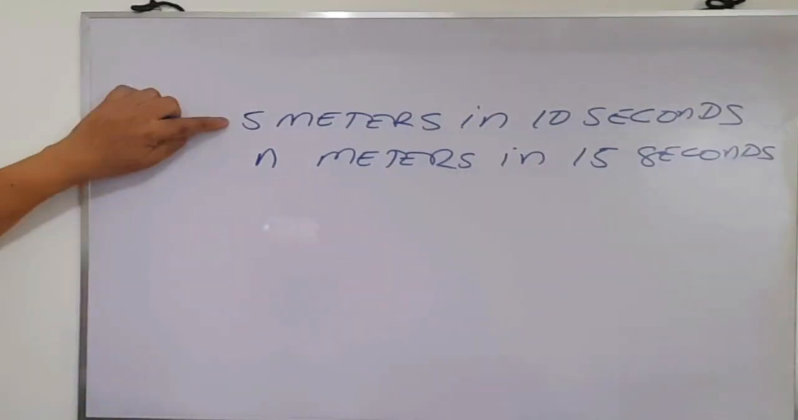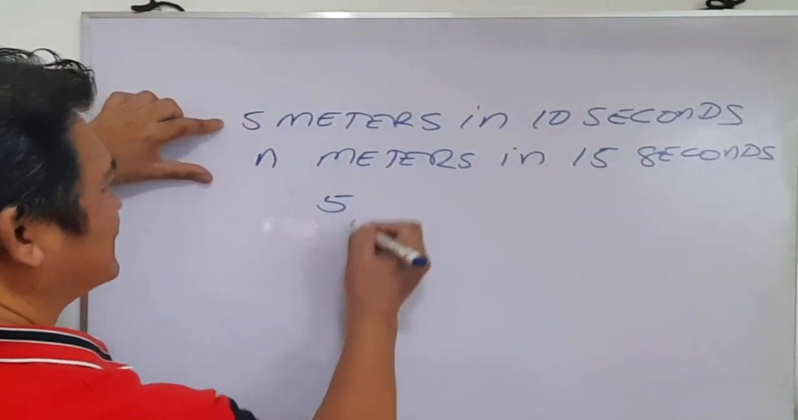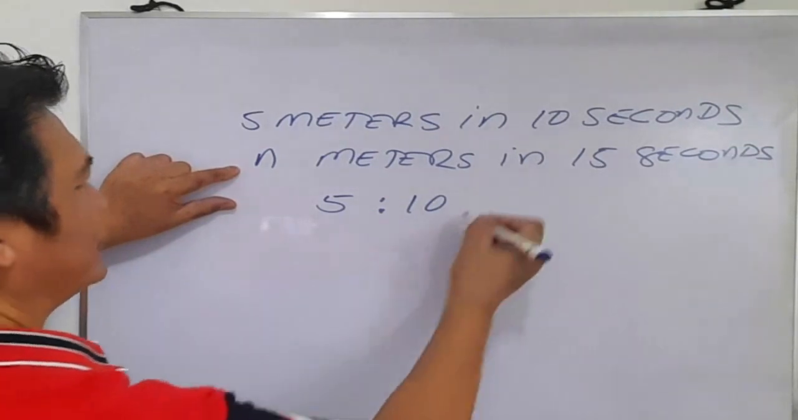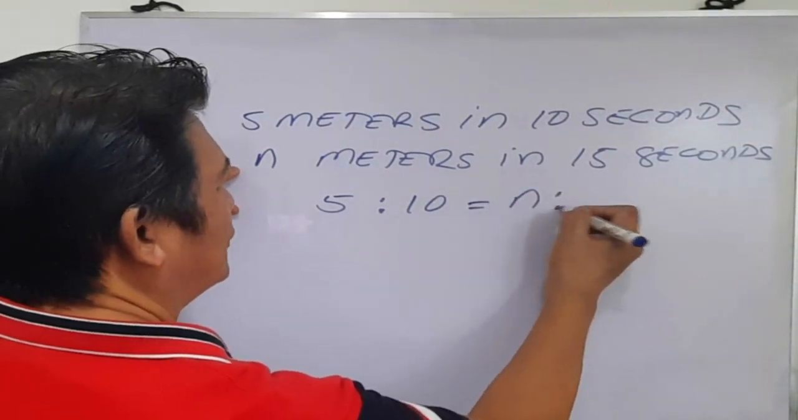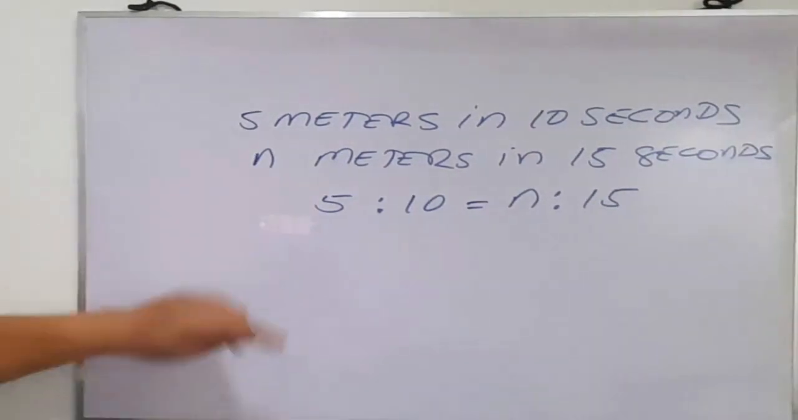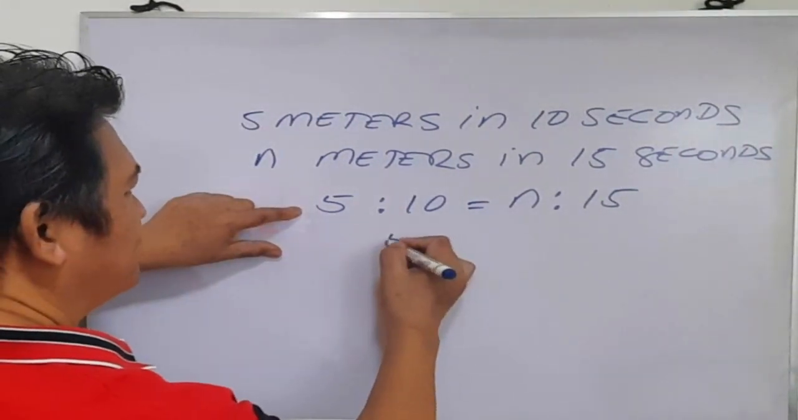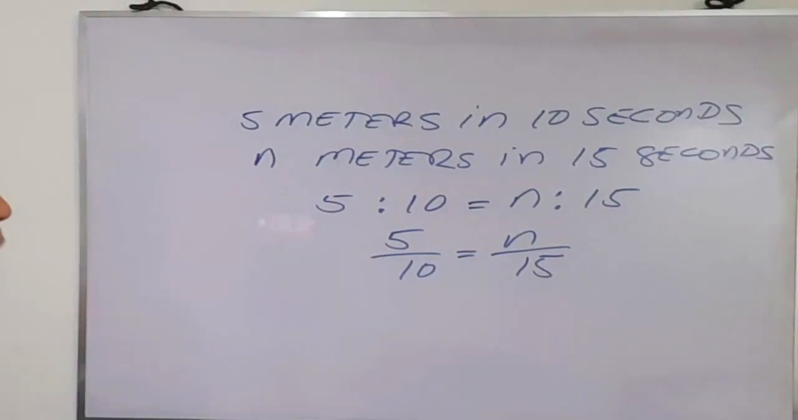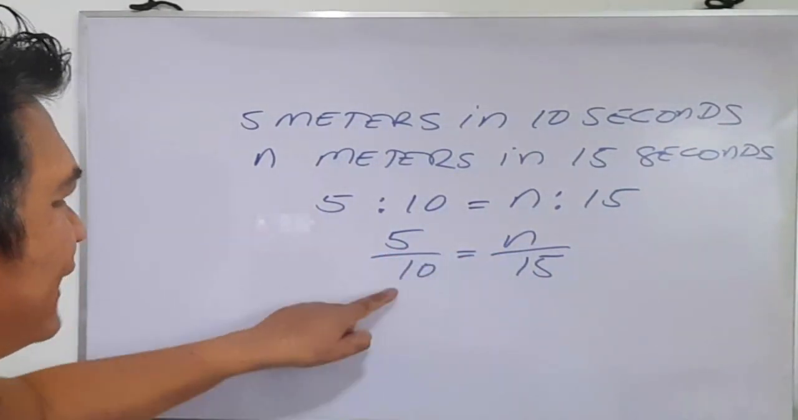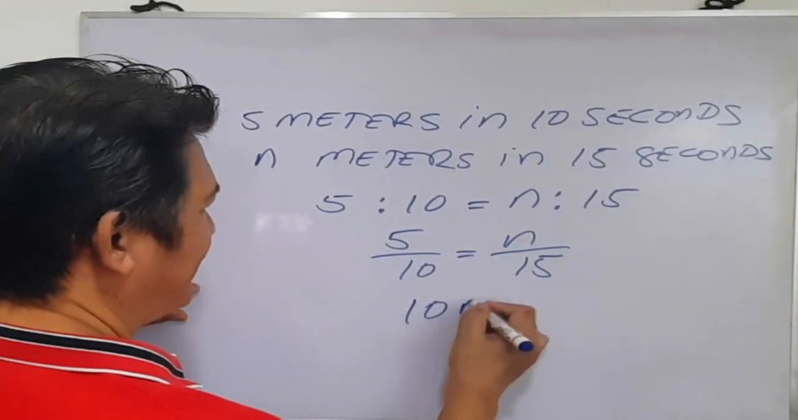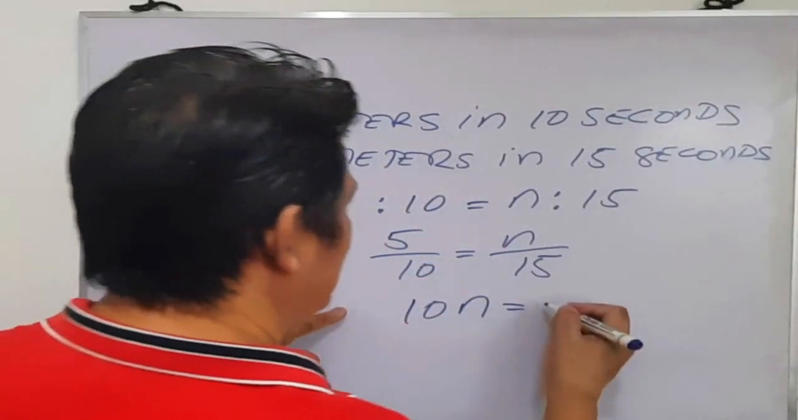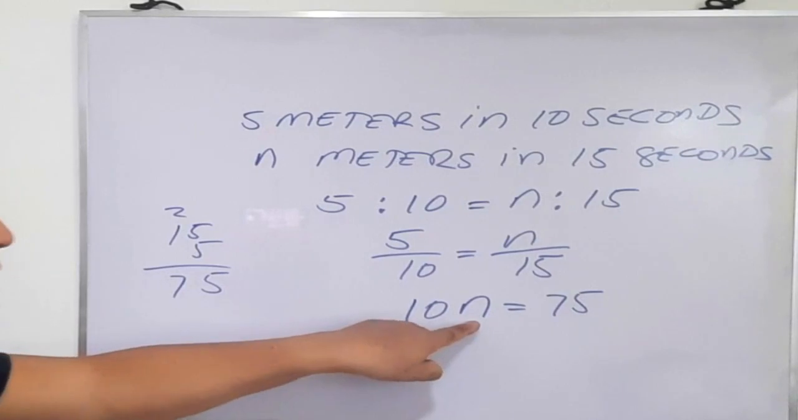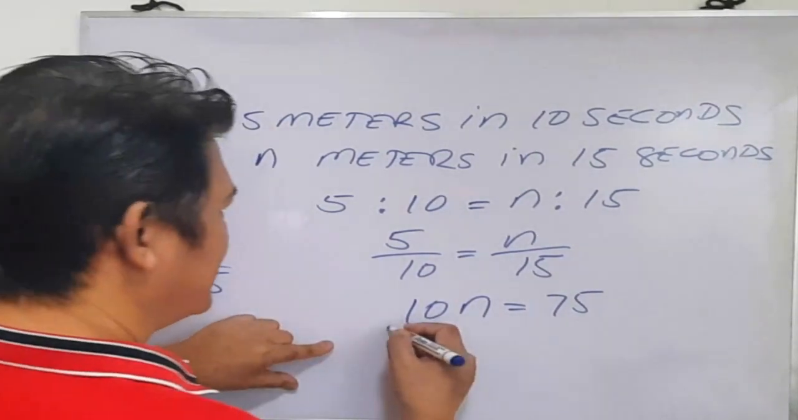So in your first situation, your ratio is 5 meters is to 10, and your second situation is how many meters can you walk in 15 seconds? Again, we express this as a fraction. 5 is to 10 is equal to n is to 15. Again, we cross multiply, and 10 times n is 10n, and 5 times 15 is 75.